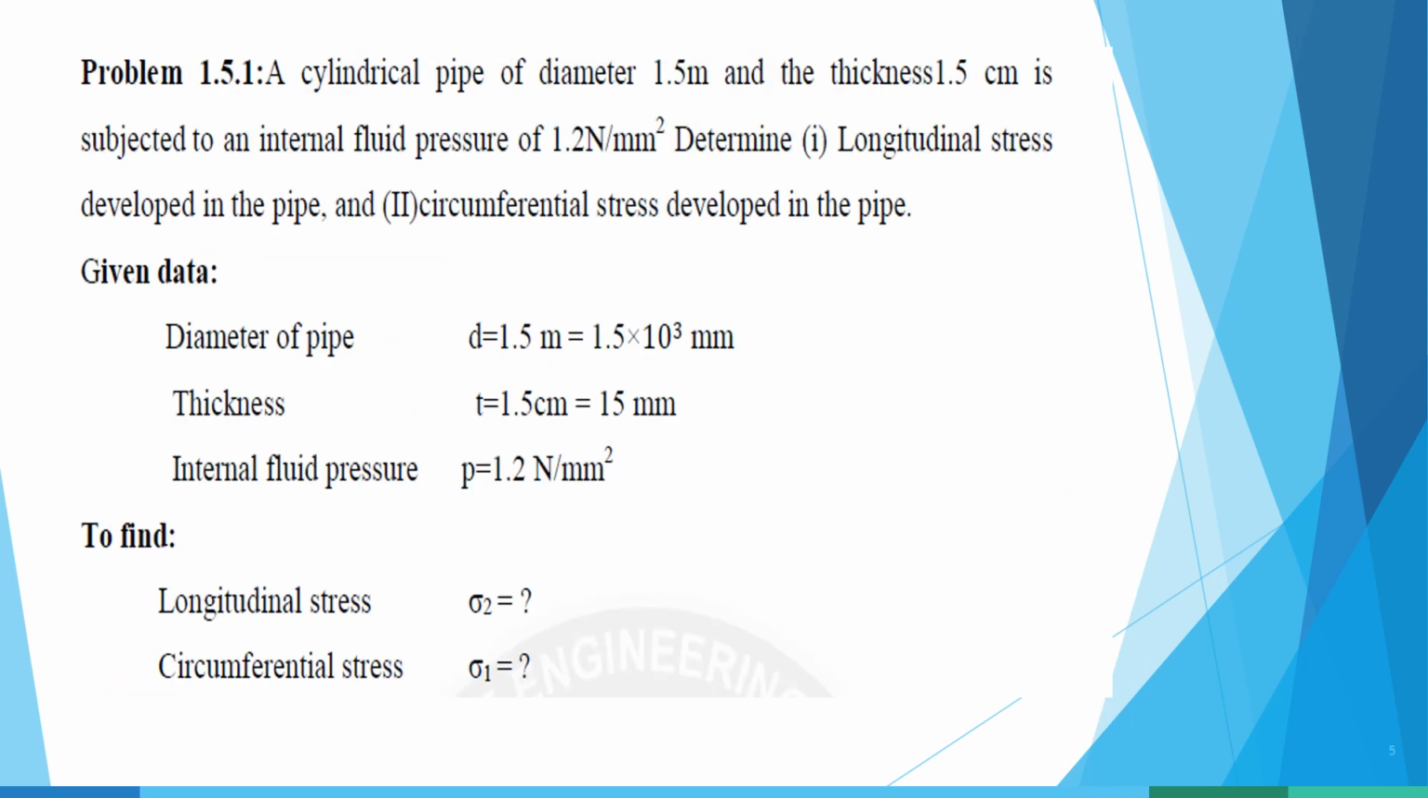Next, example. A cylindrical pipe of diameter 1.5 meter and thickness 1.5 centimeter is subjected to an internal fluid pressure of 1.2 Newton per mm squared. Determine first, the longitudinal stress developed in the pipe, second, the circumferential stress developed in the pipe. Given data: diameter of pipe D is equal to 1.5 meter, converted to mm, 1.5 into 10 to the power 3 mm. The thickness T is equal to 1.5 centimeter, that is 15 mm. Internal fluid pressure P is equal to 1.2 Newton per mm squared. To find longitudinal stress and circumferential stress.